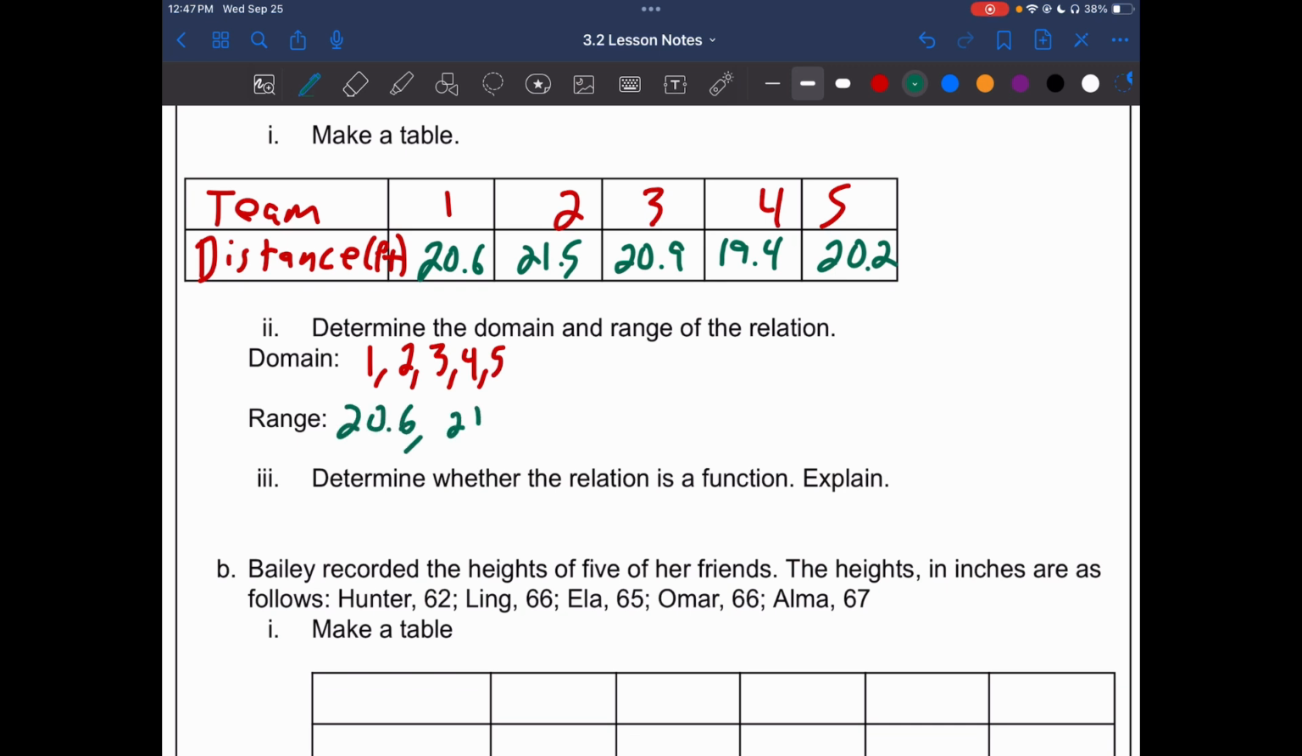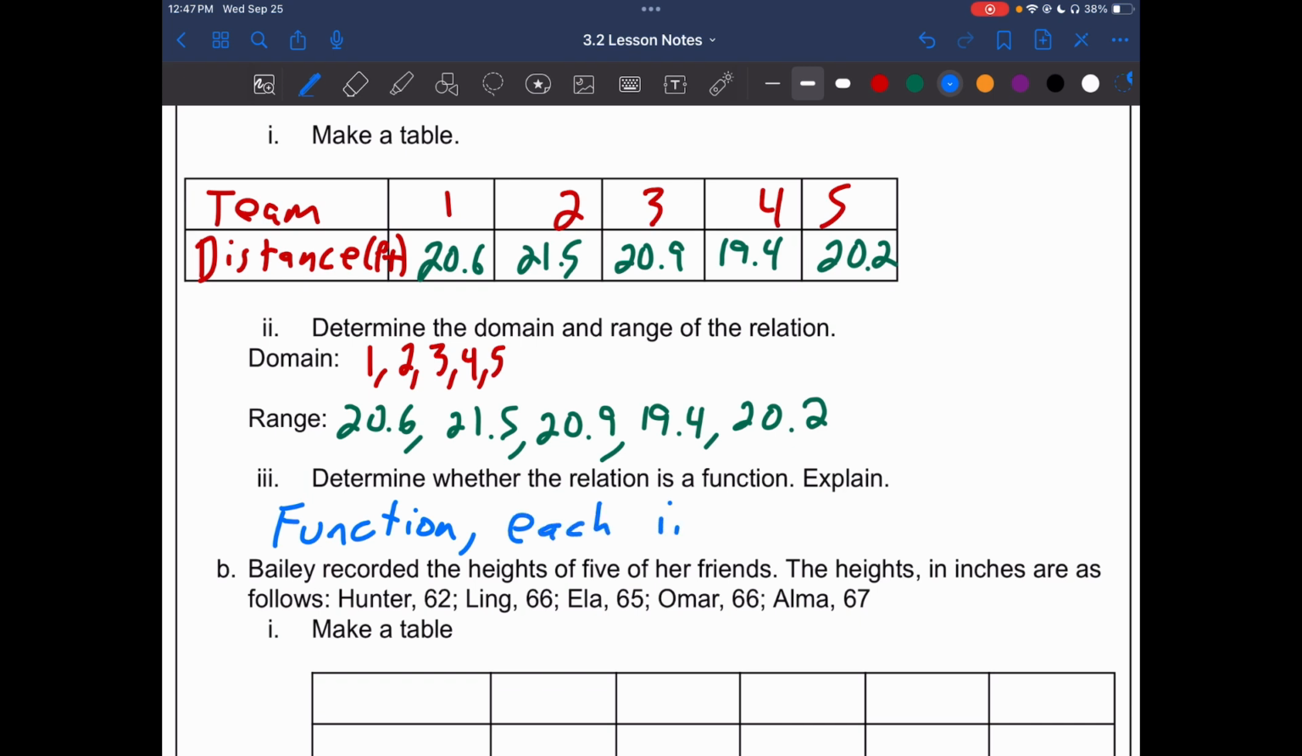20.6, 21.5, 20.9, 19.4, and 20.2. Again, we separate them just by a comma. So determine whether it's a function and explain. This is a function. Each input has one output. So a team isn't entering 2 scores into this. Each input only has one output.